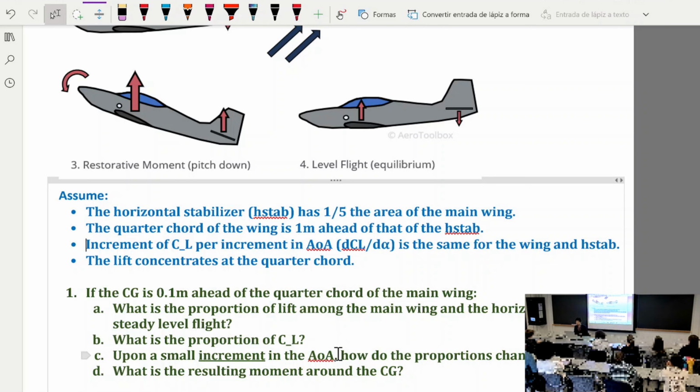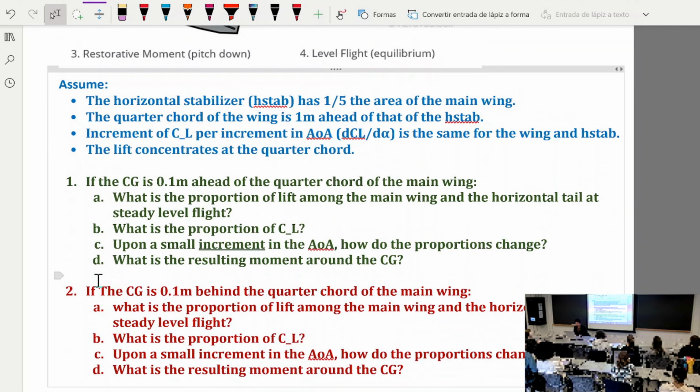And then, if you figure out how the proportion of lift changes, you have to figure out what is the resulting moment around the center of gravity, right? The resulting moment, you have to combine the moment of the main wing and the moment of the horizontal stabilizer. And then answer exactly the same question if the center of gravity is 0.1 meter behind the quarter chord. Okay, please come up and do these questions. And once you have a sense of the result of this, we'll look at how lifting line theory, how the induced flow modifies the answer to these questions.